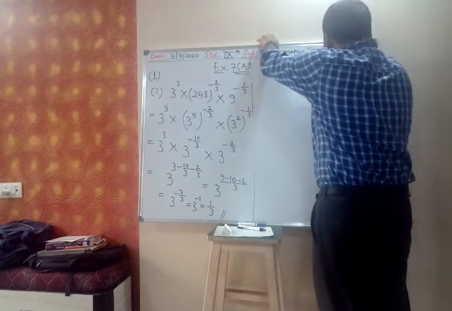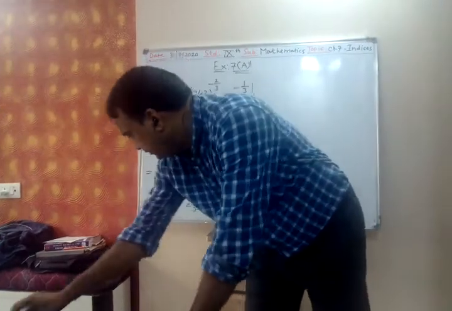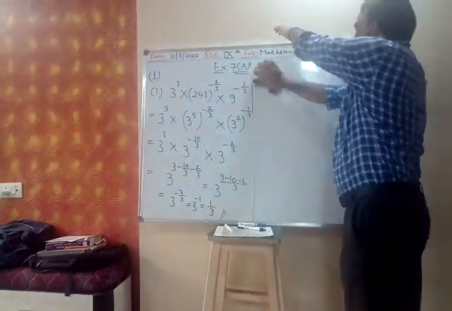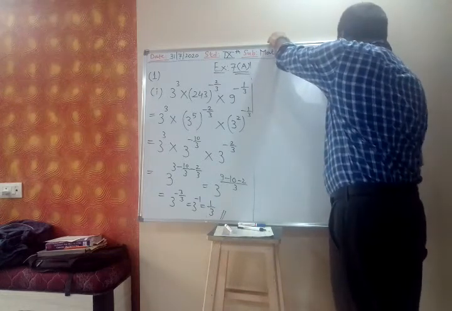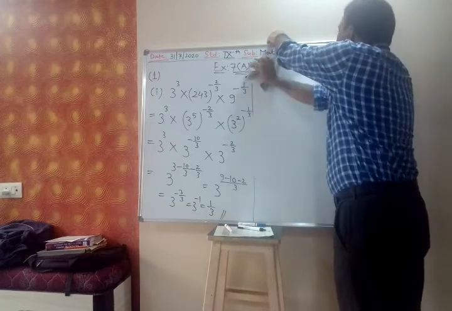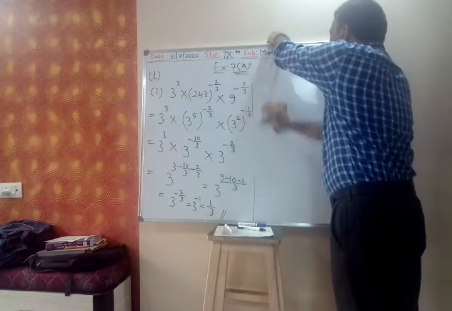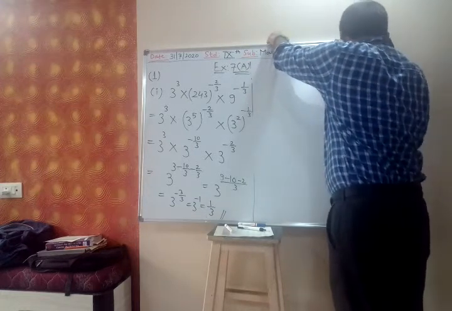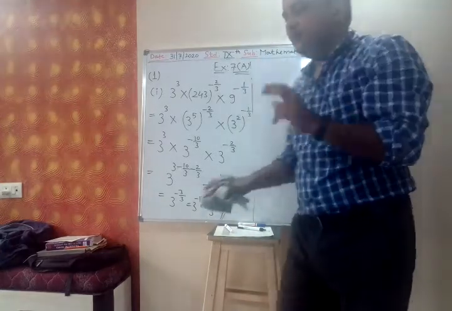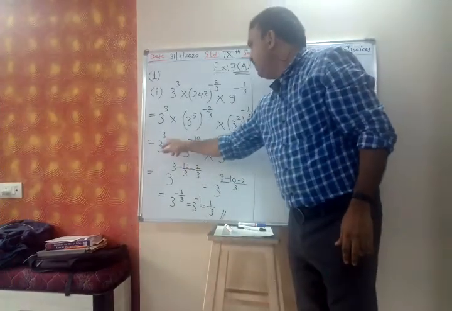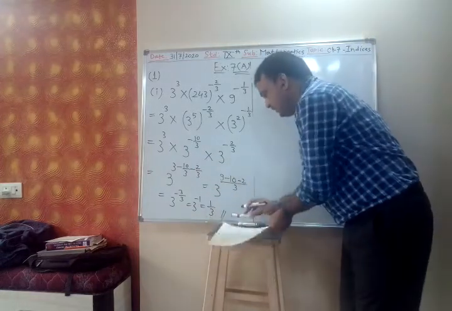So the answer is 1 by 3. The minus sign is in the power, which means you have to take the reciprocal. 3 raised to minus 1 does not mean minus 3. Remember, minus 3 and 3 raised to minus 1 are different. It can be more than 2 terms, but that rule you have to remember: power into power, add the powers. So the answer is 1 by 3. Let us take the second.